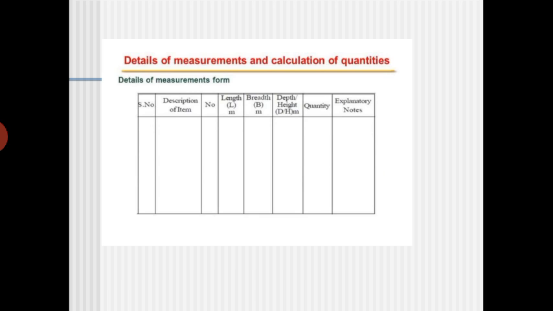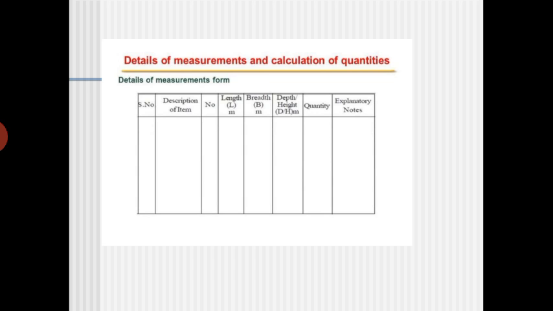The first one is serial number, like one serial number. Second one, description of the item, for example excavation, earthwork calculation. So how many numbers are there, what will be the length, what will be the breadth, what will be the depth, so total quantity in meter cube. Then the last one is explanatory notes. That is very important when you are doing the estimation of the building. Normally we will not write any explanatory notes for each of the items of the work, but make sure that you write each of those notes.